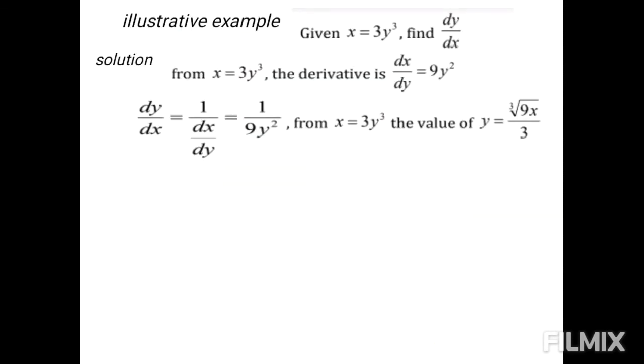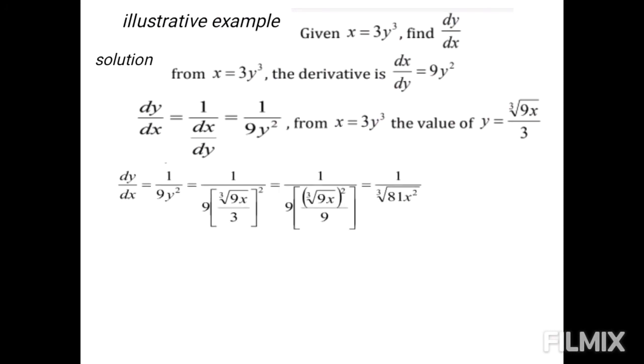Alright, so let's continue since you already know where this y value came from. This x is equal to 3y cubed. We just solve for the value of y in terms of x. And next thing is to apply our rule for this theorem of finding the derivatives. So by the use of the value of y, we need to input it here on our variable y.